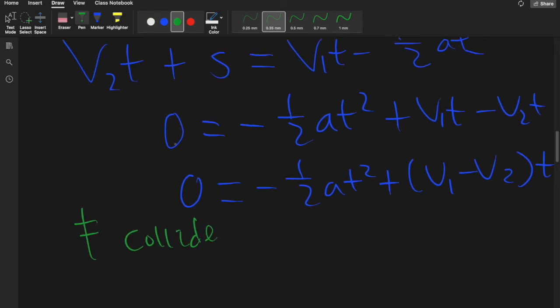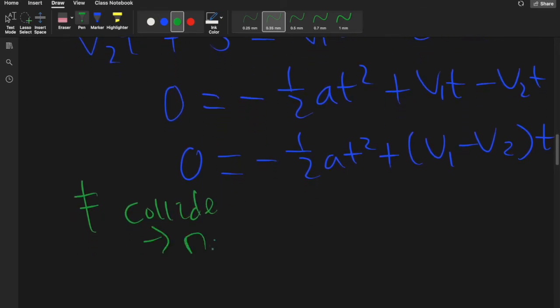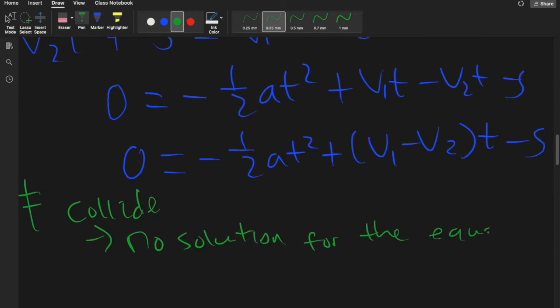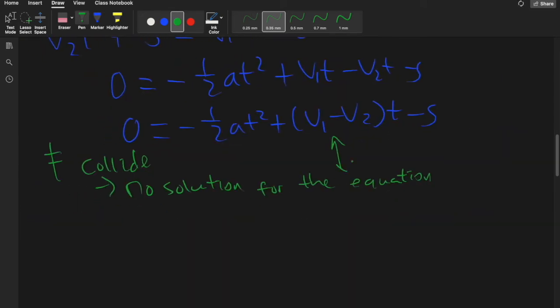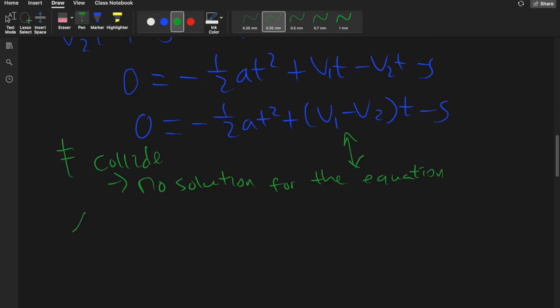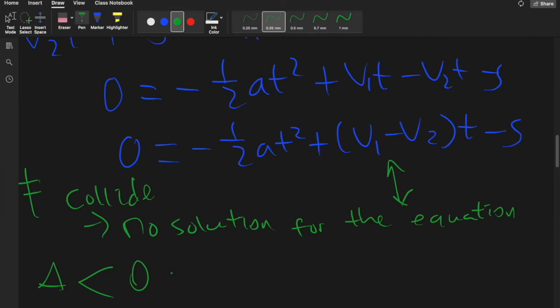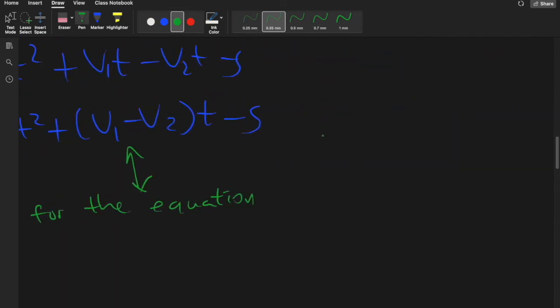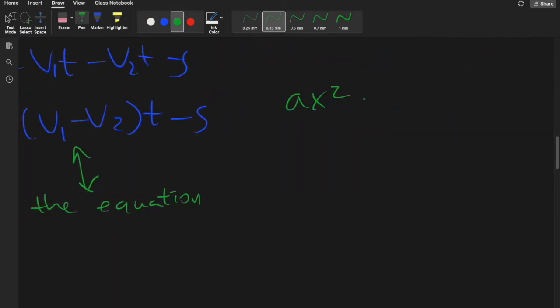If we do not want them to collect, then there's no solution for this equation here, right? So there's going to be no solution for it. While no solution, we know that delta is going to be less than 0. So delta is also equal to, if ax squared plus bx plus c is equal to 0, delta is equal to b squared minus 4ac.